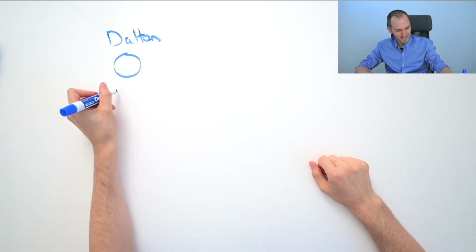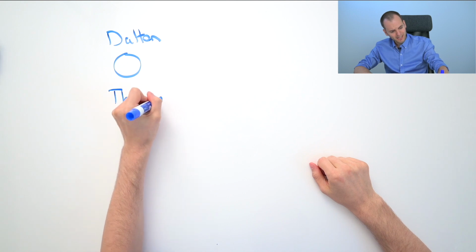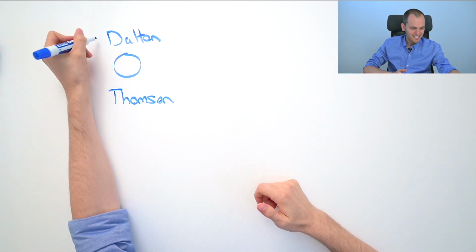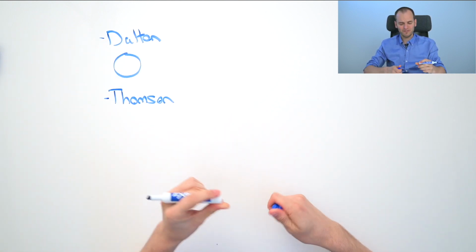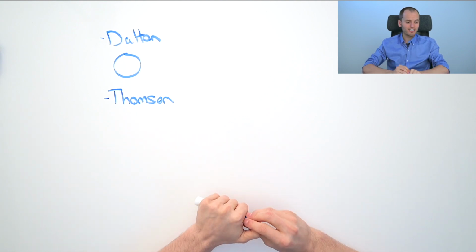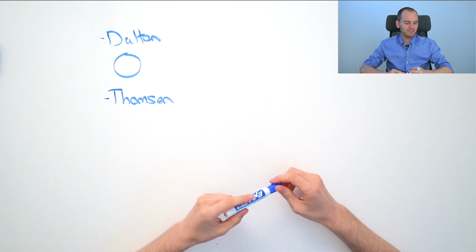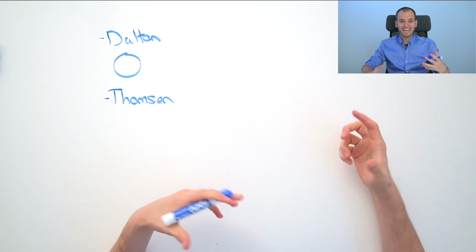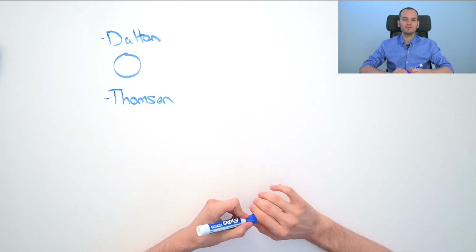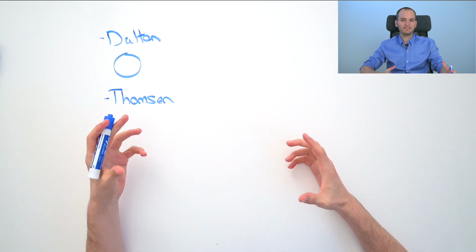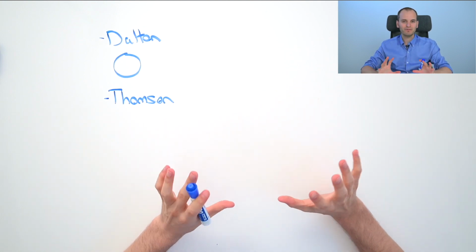Then along came a guy by the name of Thomson, and this was roughly in the year 1897. What he had going for him, unlike Dalton, is that Thomson had about 100 more years of scientific advancement. So Thomson was able to use electricity and magnets to play around with atoms a little bit. And what he determined was that with these electric and magnetic fields, the atoms would actually change their behavior or move around a little bit.